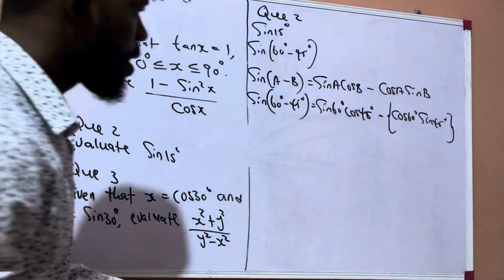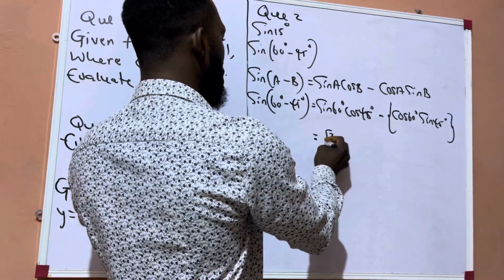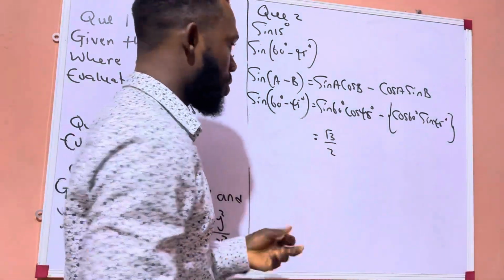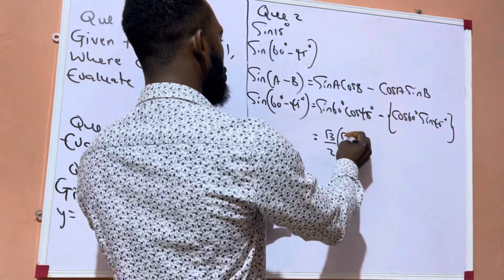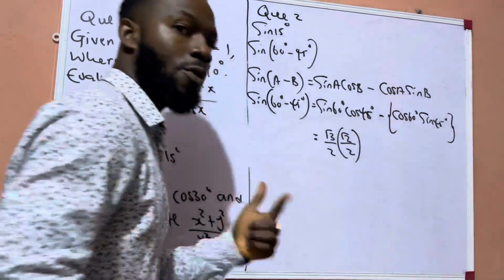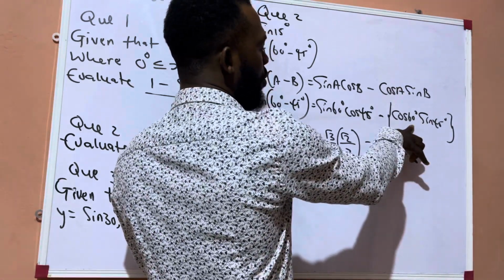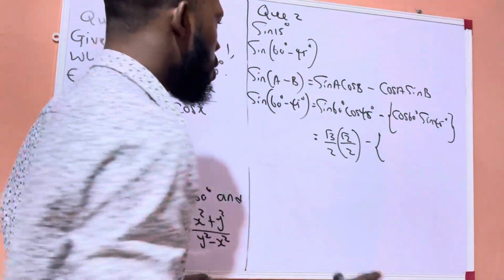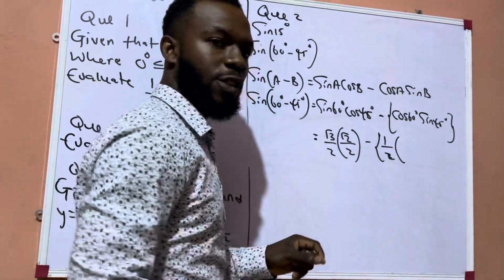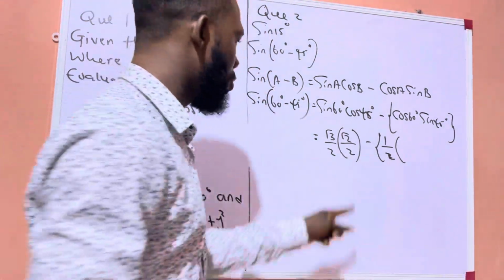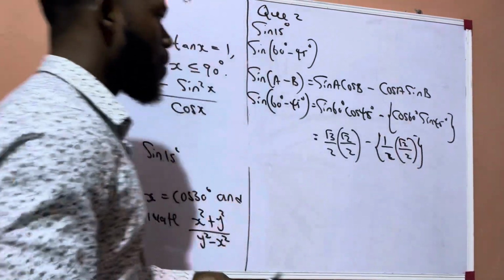Okay, let us proceed. Sine 60 degrees is the same thing as root 3 over 2, special angles, into the bracket of cos 45 degrees. Cos 45 degrees is root 2 over 2. Minus cos 60 degrees, which is the same thing as sine 30 degrees, which is 1 over 2, into the bracket of sine 45 degrees, which is the same thing as cos 45 degrees, which is root 2 over 2. Alright, let us open the bracket.